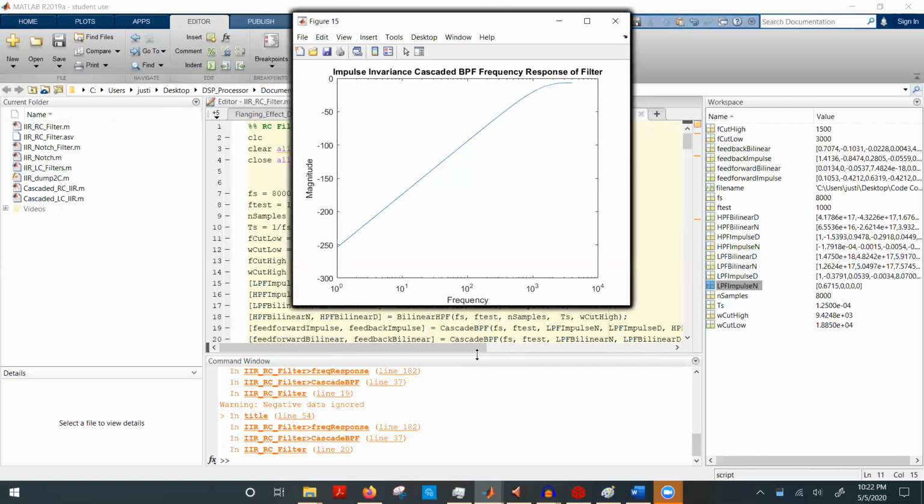If we go over here, this is the impulse invariance. Notice the impulse invariance doesn't have that sharp cutoff when you start approaching the Nyquist frequency, because this doesn't have linearity issues.